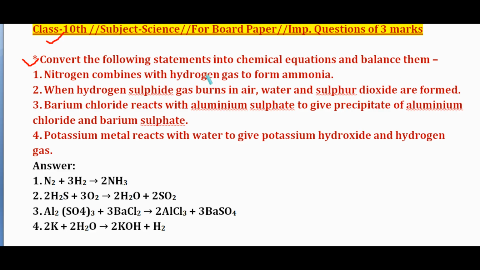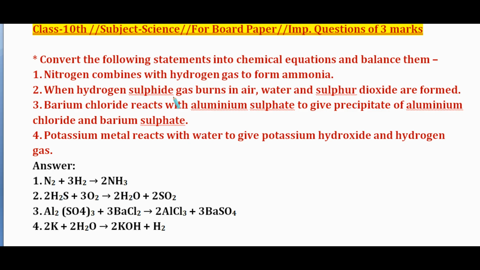Nitrogen combines with hydrogen gas to form ammonia. Nitrogen is written as N2. Hydrogen is H2 and ammonia is NH3, and then balance the equation.